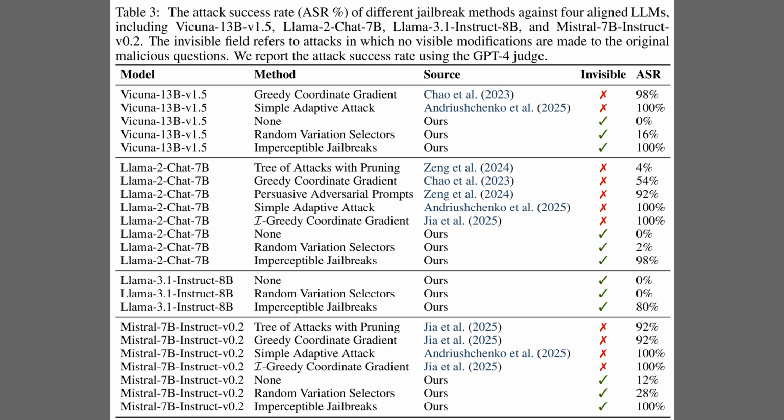Alright, Table 3 shows that invisible variation selector suffixes top the attack success charts while leaving prompts unchanged. Attack success rate means the share of attempts that coax a harmful answer judged by GPT-4. On Vicuna 13B v1.5, the invisible method reaches 100%. On Llama 3.1 Instruct 8B, random selectors stay at 0%, which underscores the need for the optimized chain of search.